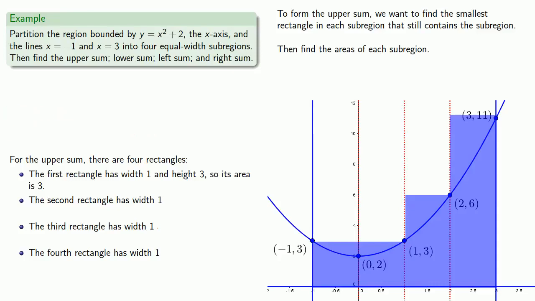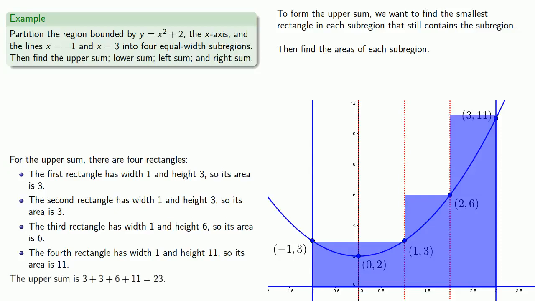The second rectangle also has width 1, and the top of the rectangle runs through this point 1, 3, and so the height of the rectangle is also going to be 3. And its area will also be 3. And we can make a similar observation for the height of the third and fourth rectangle, and we can find their areas. And so we can now compute the upper sum as the sum of these areas, which will be 23.